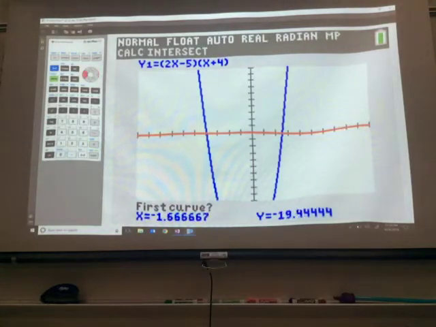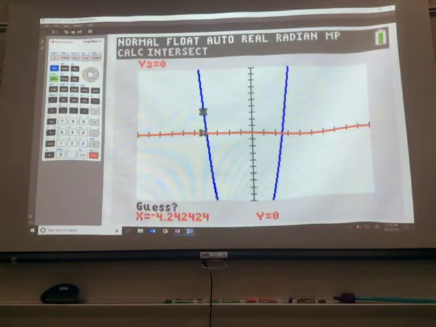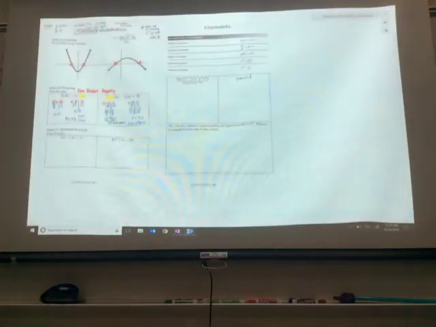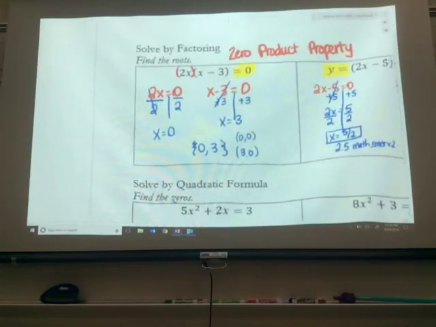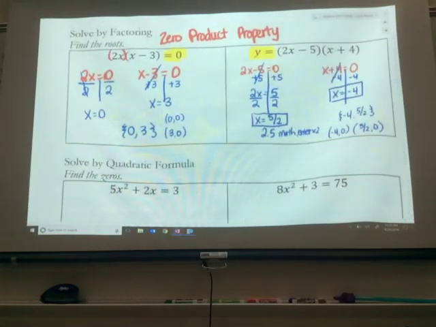Let's find him. I think my calculator app is lagging, so we'll get there. There he is. We're going to press enter, enter, enter again, and it's going to guess my other intersection is negative 4, 0. So both of these ways will work. Whatever you're most comfortable with on the STAR test, that's what I want you to do.